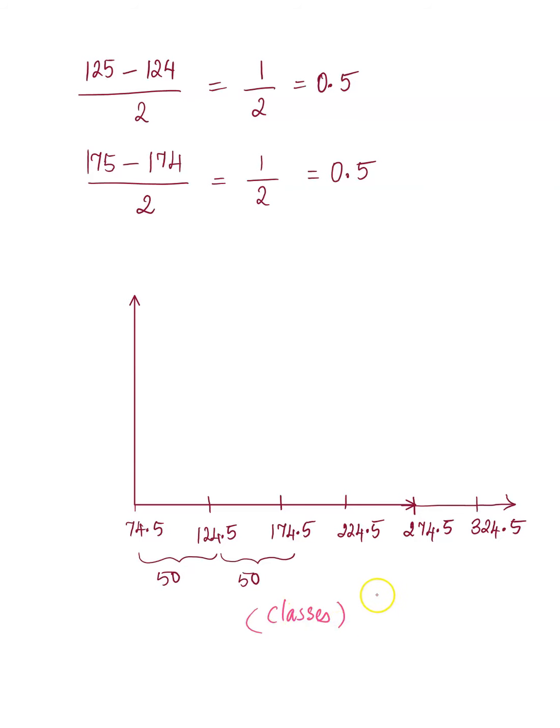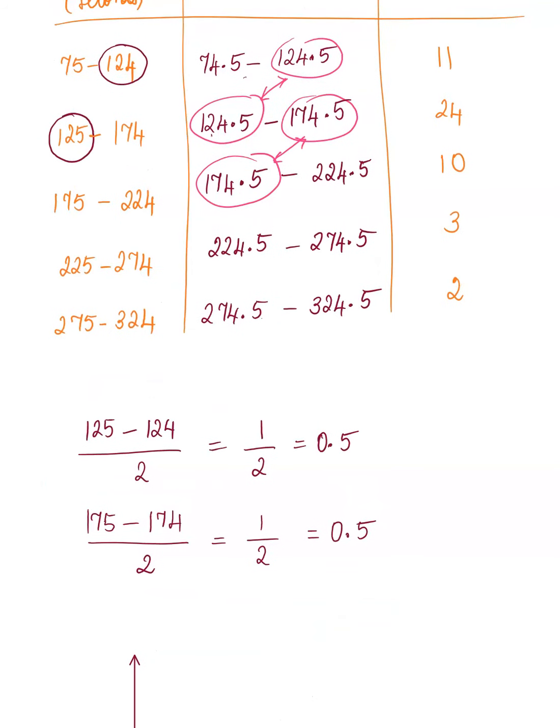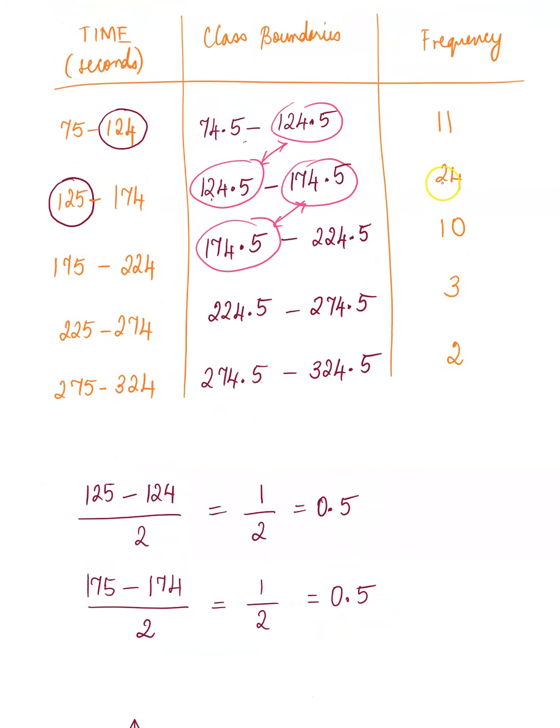Now on the x-axis, remember the x-axis refers to the classes. In this case, it was time in seconds because we had a context. In general, we would call them classes, but when you have a problem given in a context, then you want to use that information, which is service time in seconds. Now, the y-axis, we are told, should be the frequency, right? If you go back to the frequency table, our values range from 2 all the way to 24.